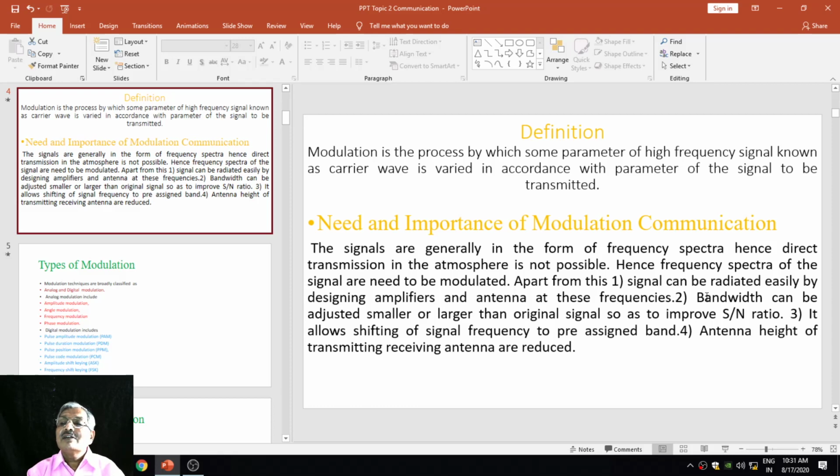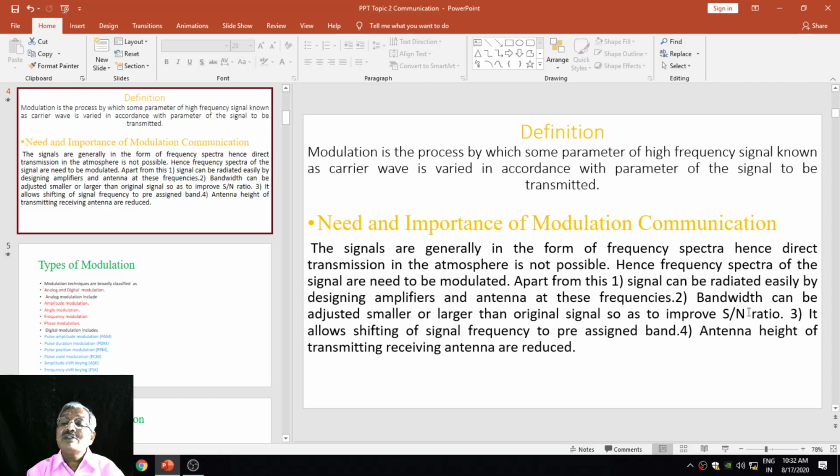The second one is that bandwidth can be adjusted, smaller or larger than the original signal, so as to improve the signal to noise ratio. It means that because of modulation you can adjust the required bandwidth, maybe increase or decrease it relative to the original signal, so as to improve the signal to noise ratio.